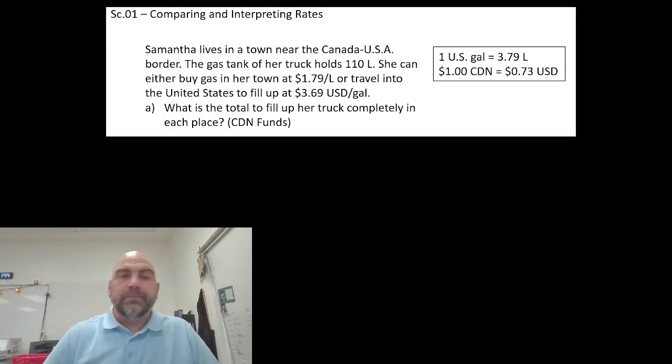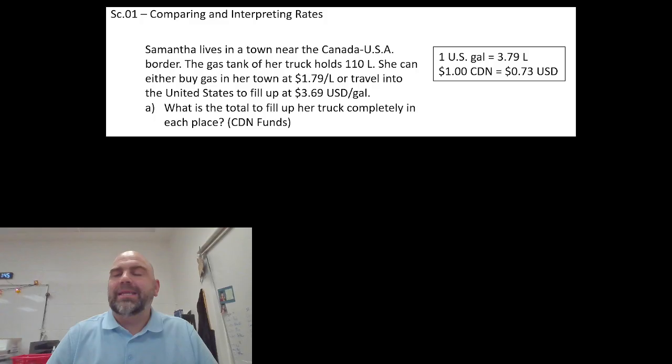Here we go. Here's our first one. Samantha lives in a town near the Canada-US border. The gas tank of her truck holds 110 liters. She can either buy gas in her town at $1.79 per liter. This is Canada. Or travel into the United States to fill up at $3.69 US per gallon. What is the total to fill up her truck completely in each place?